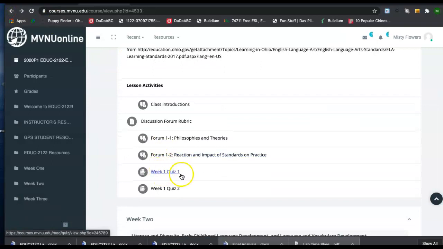Here is quiz 1 and quiz 2 for week 1. By the end of the week, also, please remember to email me stating that you have read and understood the syllabus.